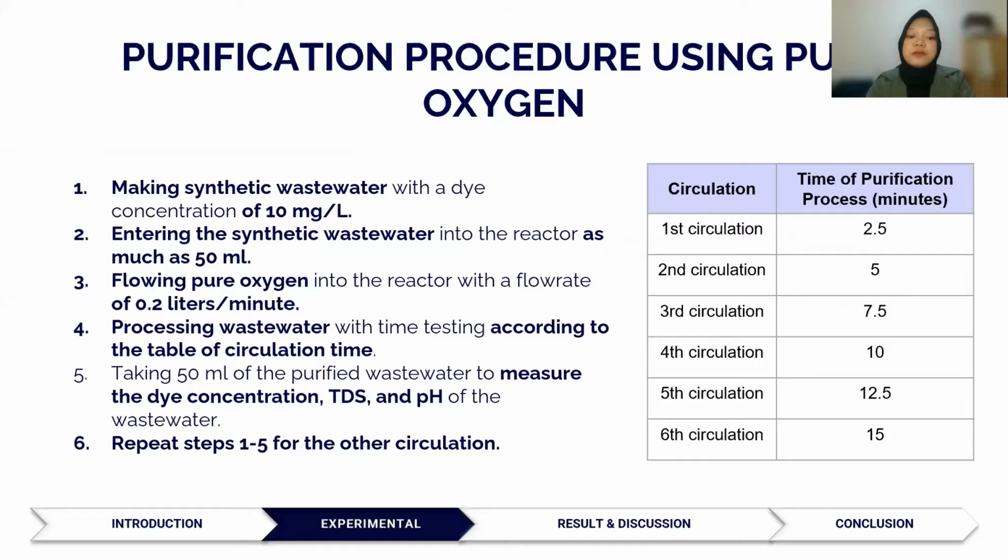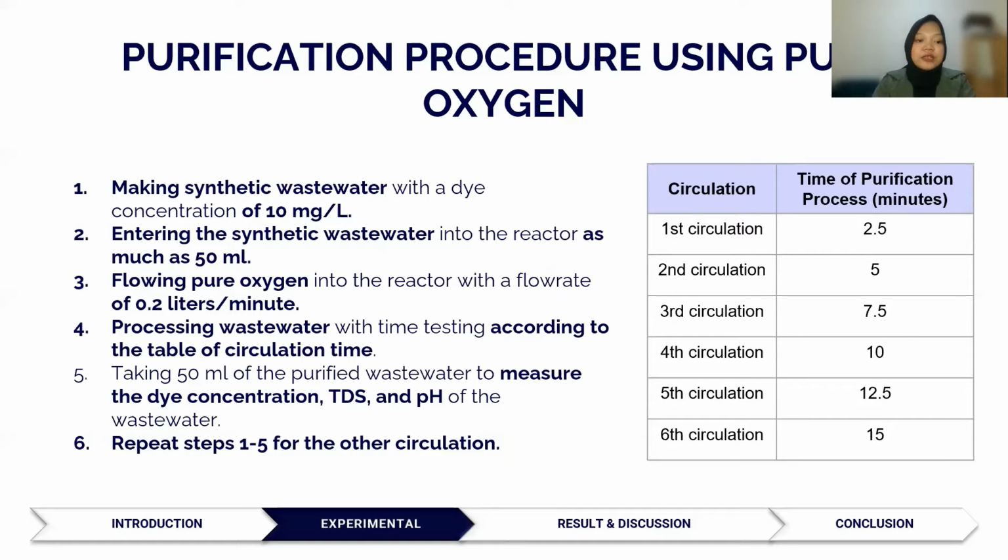And here is the purification procedure using pure oxygen. The first is making synthetic wastewater of 10 milligram per liter. The second is entering the synthetic wastewater, such as 50 milliliters. Then flowing pure oxygen of 0.2 liters per minute.